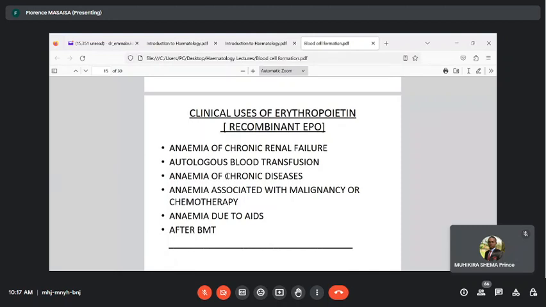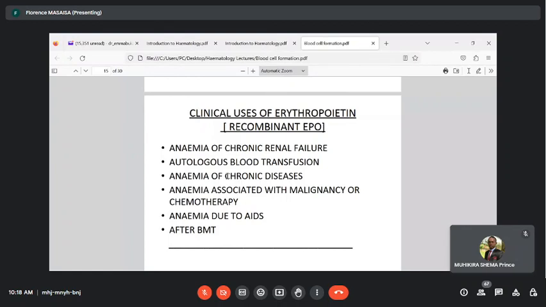So anemia of chronic disease, why do we use erythropoietin? Because anemia of chronic disease is usually due to inflammation, infection. When there is inflammation, there will be increased cytokines. The cytokines decrease the erythropoietin production. So that's one case where you can also use erythropoietin.